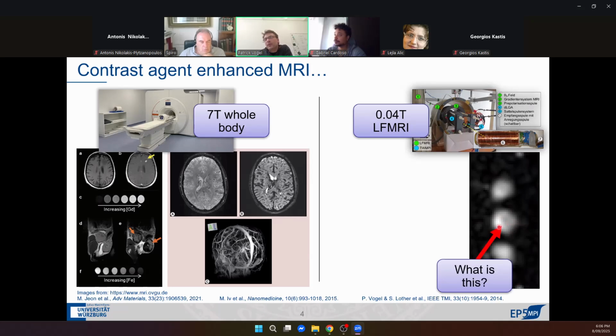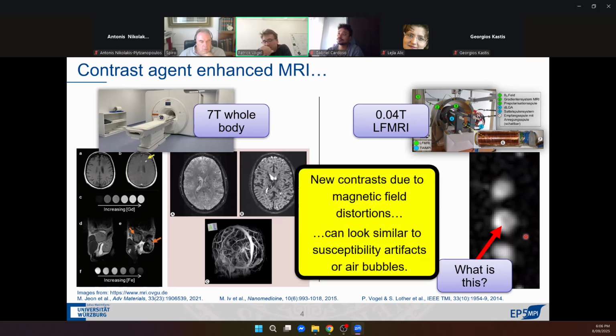So there is a signal loss. And now the question is, from the MR side, is there an air bubble or is there something else? And so this was one of the ideas of MPI.